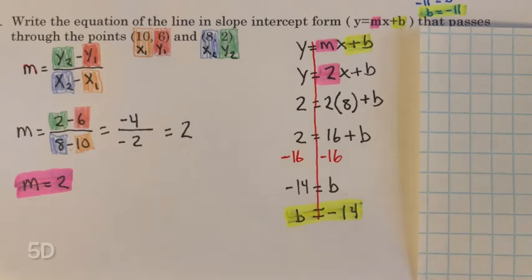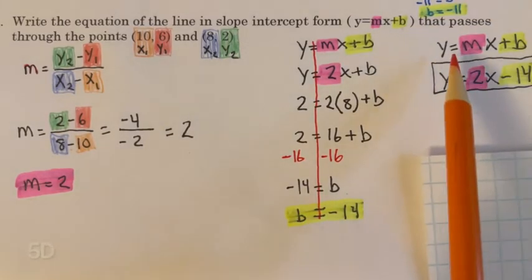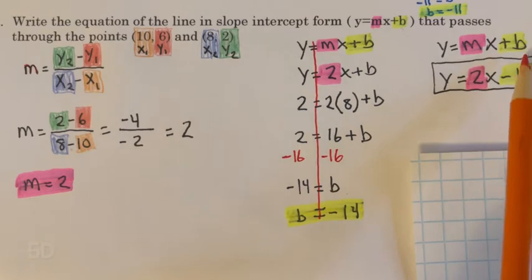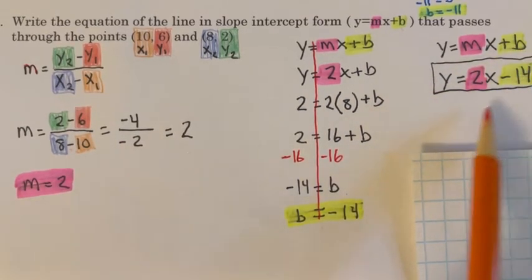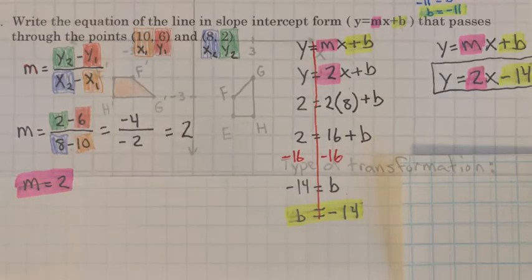So now I have the slope, and I have the y-intercept, and I can go ahead and put that in slope-intercept form. y equals mx plus b. The m is 2. The b, the y-intercept, is negative 14, so y equals 2x minus 14.